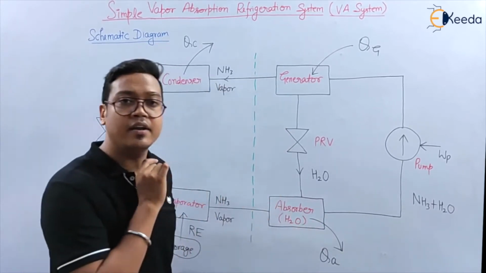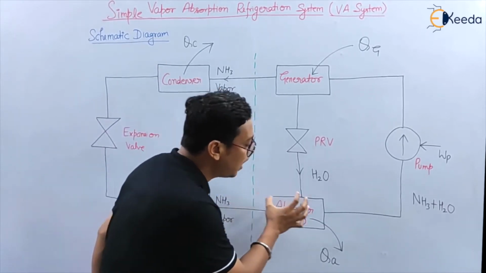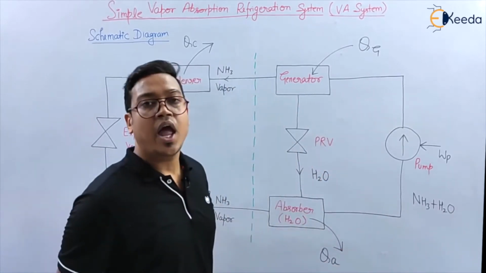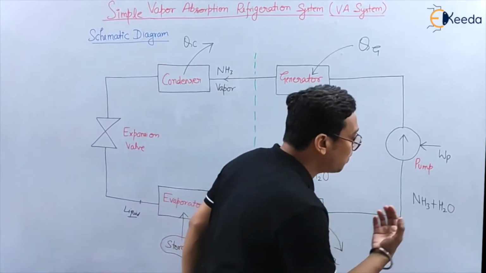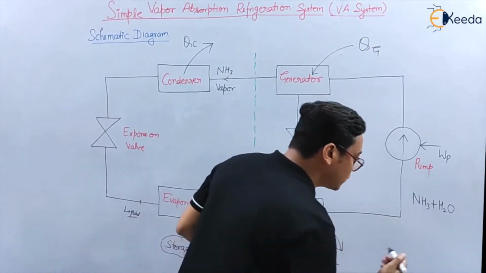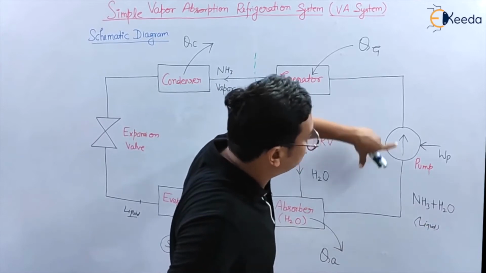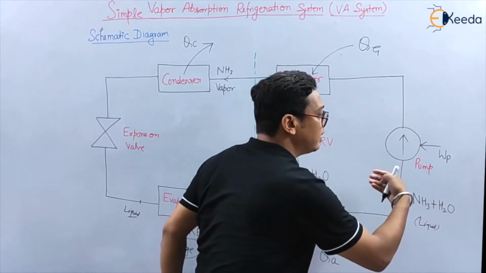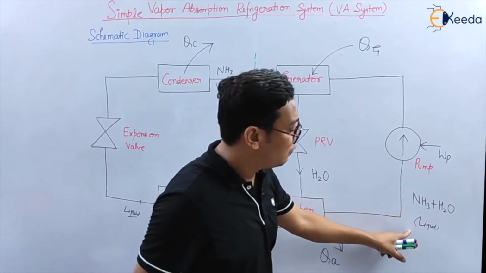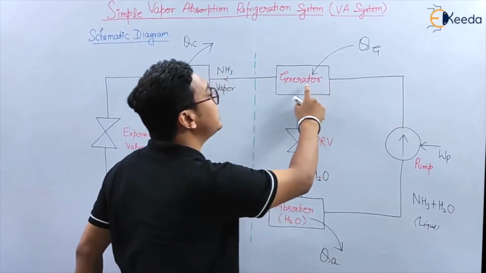In the absorber, water is there. This water will absorb ammonia. Now in the absorber, there is a mixture of ammonia and water, and this mixture is in liquid form. This ammonia and water solution will be pumped through the pump. Some work is done in the pump, which I have written as WP. Then this liquid will go to the generator.